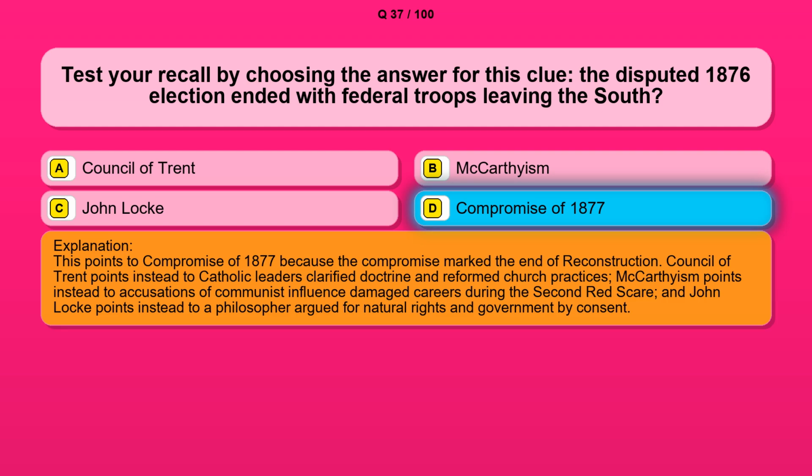This points to Compromise of 1877 because the compromise marked the end of Reconstruction. Council of Trent points instead to Catholic leaders clarifying doctrine and reforming church practices. McCarthyism points instead to accusations of communist influence damaging careers during the Second Red Scare, and John Locke points instead to a philosopher who argued for natural rights and government by consent.